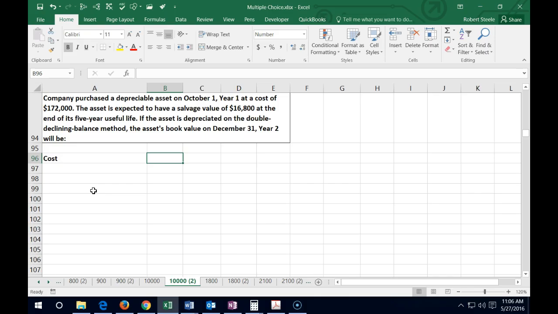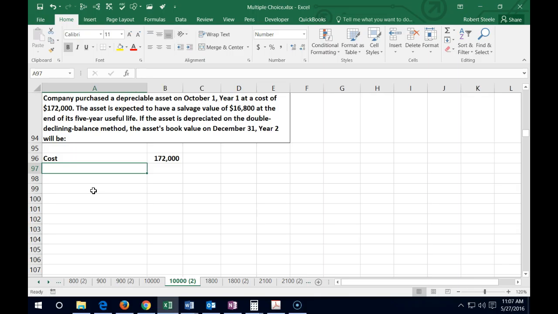Questions like this will almost always ask at least year 2, because year 1, you could take the straight line and double it. And so year 2 will often be asked. Less likely that year 5 will be asked for because that would take a lot of calculations for a small multiple choice type question. So we have the 172,000, and no salvage value will be taken into account when we're doing this. It'll be accounted for at the end, which again you won't see a lot because not many multiple choice type questions will ask the end year, but it's good to know that the salvage value will have to be plugged in at the end of the year.